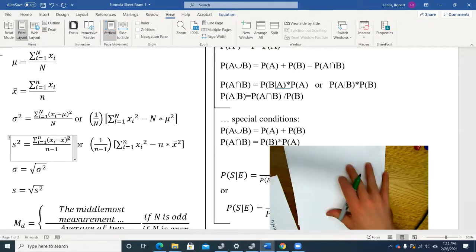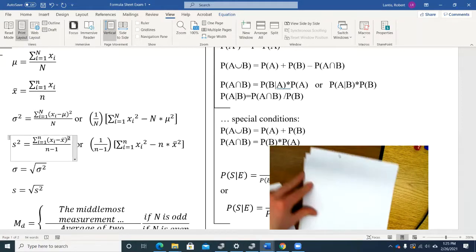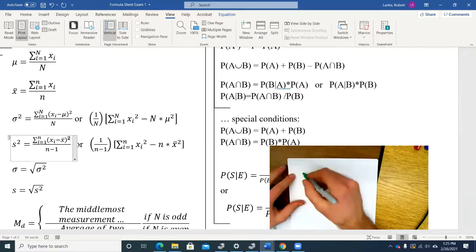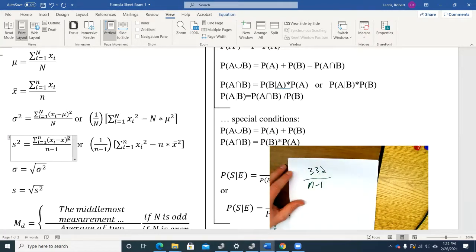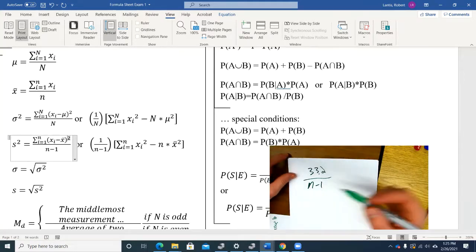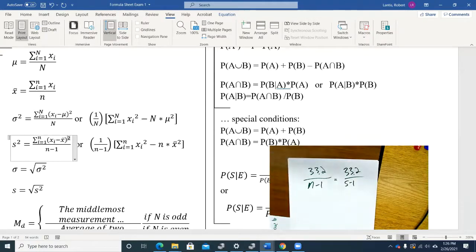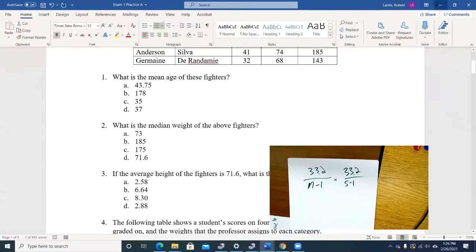So I had that numerator was 33.2. I then need to be dividing it by n minus 1 because I had sample data. So we had 5 observations, so 33.2 divided by 5 minus 1, or 33.2 divided by 4. I should get 8.3, right? But then I select 8.3 as my answer.